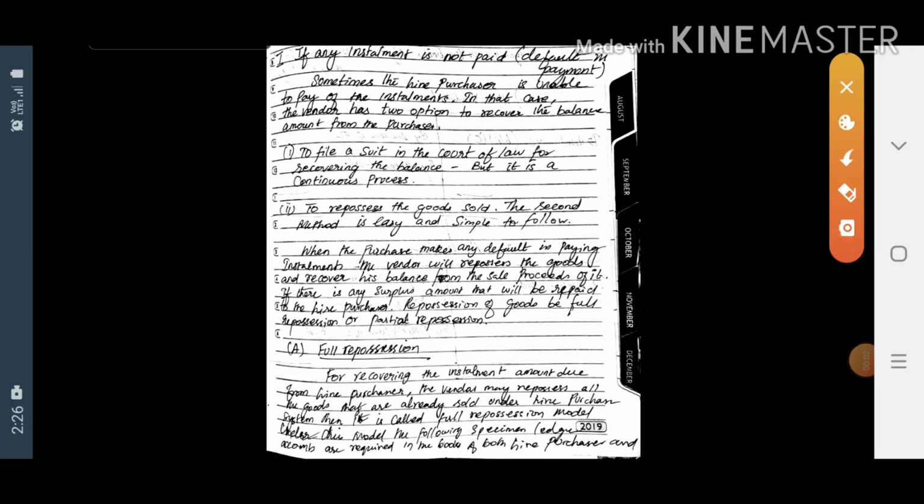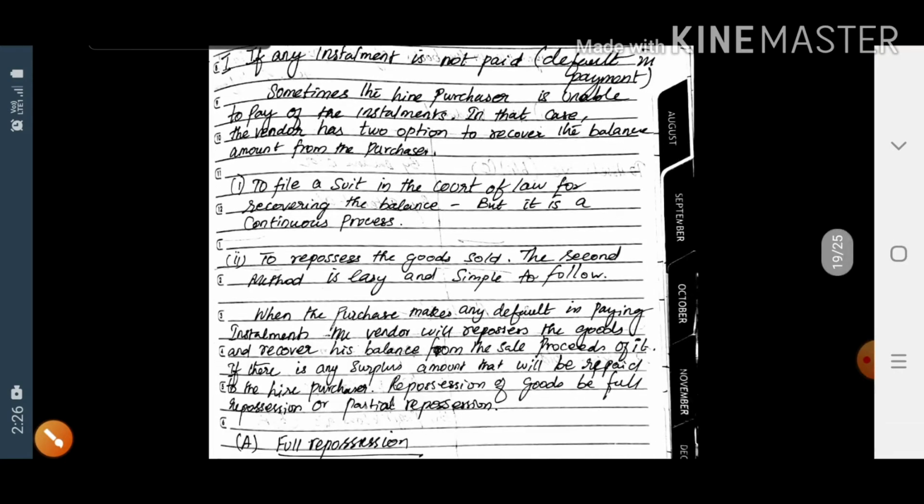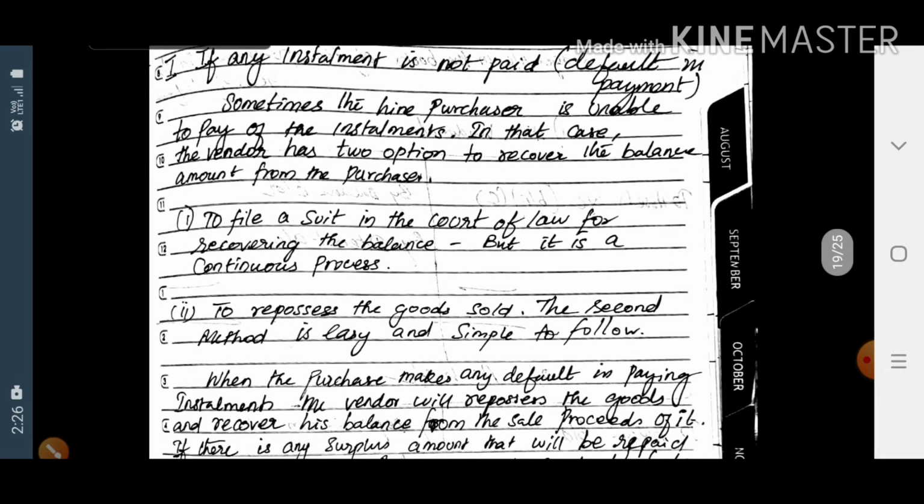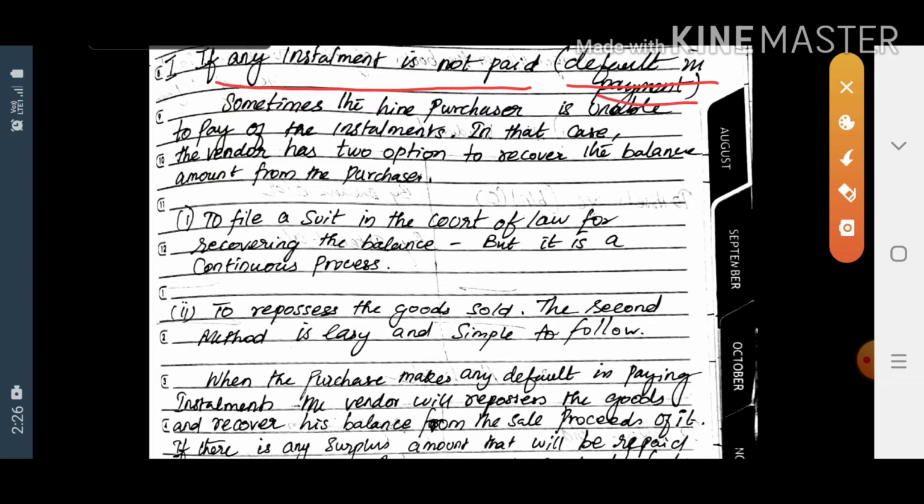Hello students, in today's class we are going to discuss the hire purchase system: default and repossession. Let us see, if any installment is not paid, we call it a default in payment.